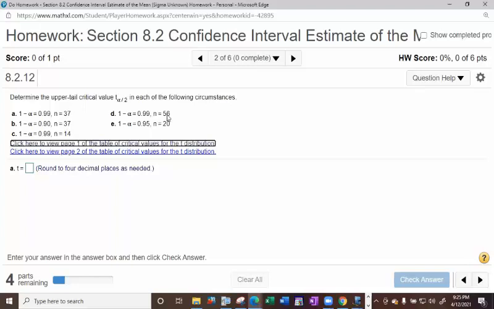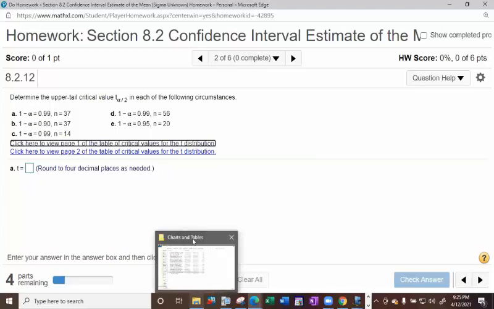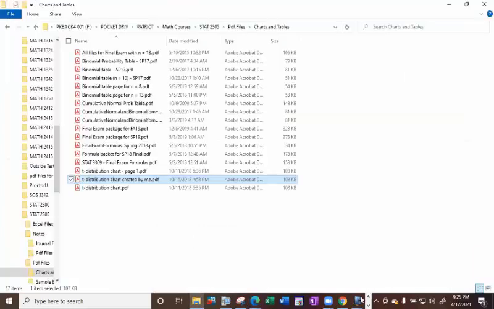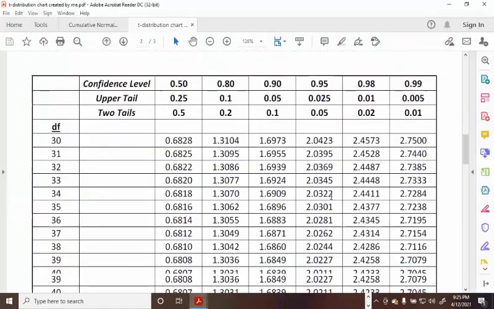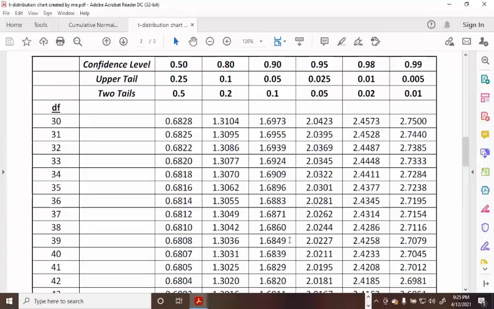So it just wants the critical value. Like I'll do the first one. 99%, 36 degrees of freedom. So I need to bring up the entire chart, well, maybe let's see, I might already have the entire chart up. Yeah. So 36 degrees of freedom. And it was 99%, I think. So it should be 2.7195.